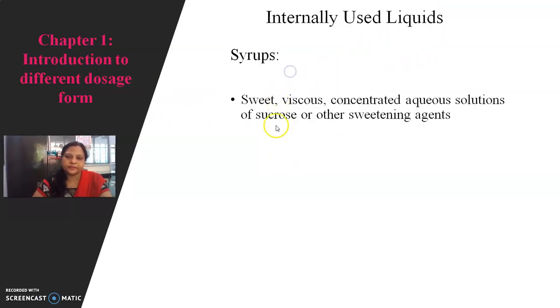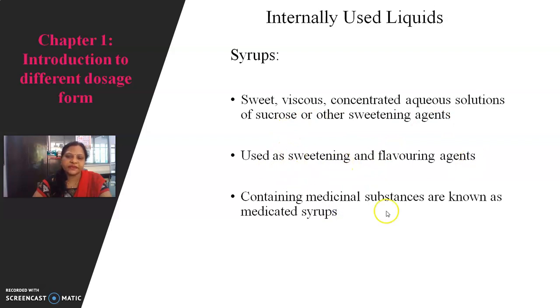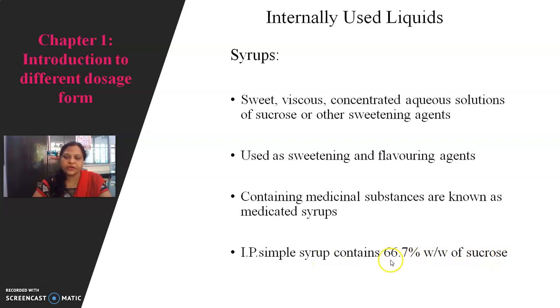Then syrup. Definition: these are the sweet, viscous, concentrated aqueous solution of sucrose or other sweetening agent. They are used as a sweetening agent and flavoring agent. If it contains the drug or medicinal substances, it is called as the medicated syrup. The IP simple syrup contains 66.7% of sucrose. Means what? 66.7 gram are dissolved in up to 100 gram of the syrup.